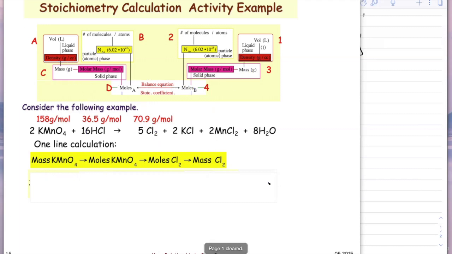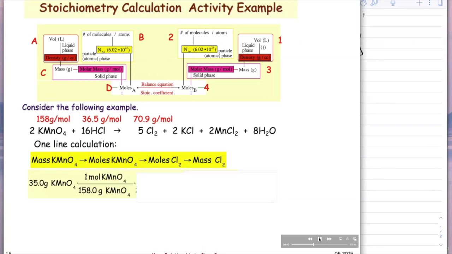Okay, so go ahead and show you that calculation. And again, you can see that that's exactly what I did. I started with 35 grams. I used the molar mass, and notice how I have dimensional analysis, grams of potassium permanganate. The molar mass is grams per mole.